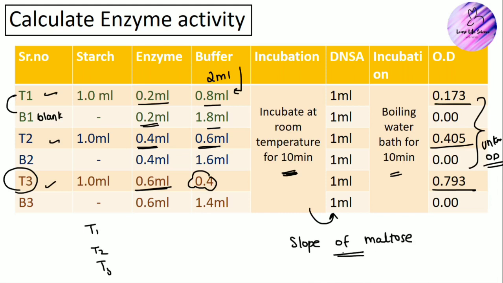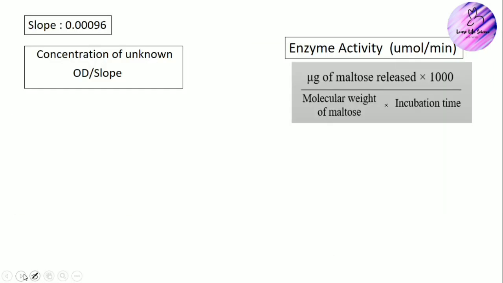As I have told you in my previous video, I have calculated the slope and it is around 0.00096. I am simply going to divide the OD by 0.00096, and now you have your unknown concentration in your hand. Let's take it one by one. For example, the slope is 0.00096. The concentration of unknown can be calculated by OD divided by slope, and the formula of enzyme activity is given right here.